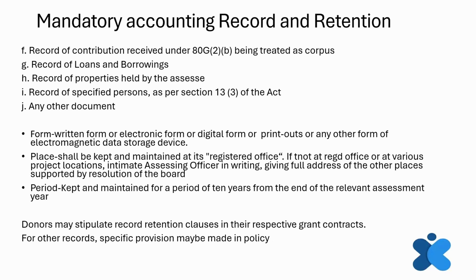Record of specified persons, again as I mentioned when we were talking of governance, he has asked that their records be maintained separately, because the department and the government want to see whether that arm's length relationship is there between people who are in managerial or decision making positions versus the organization. Any other documents? Now, what are the three other provisions?